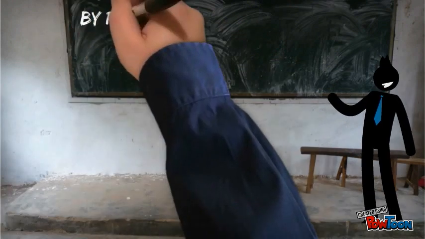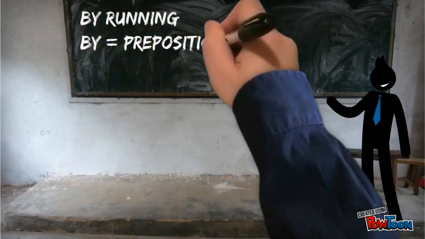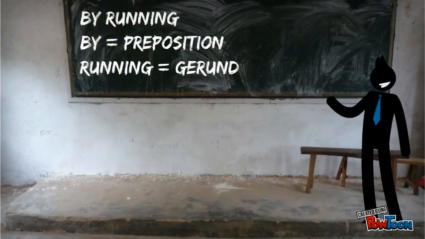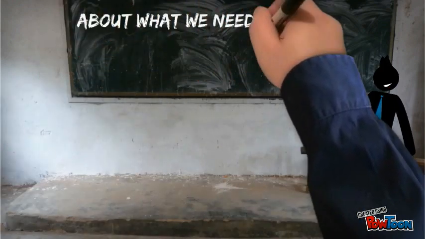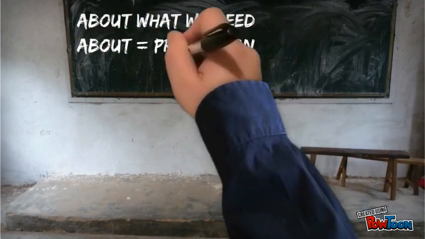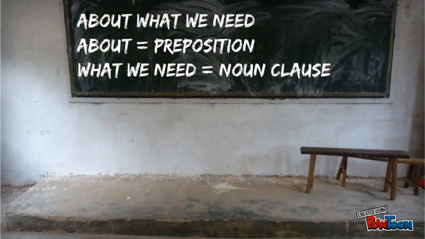By running. By is the preposition, and this time it is combined with a gerund, which in this case is running. About what we need. About is the preposition, and what we need is a noun clause.